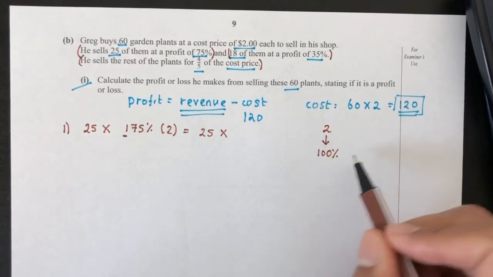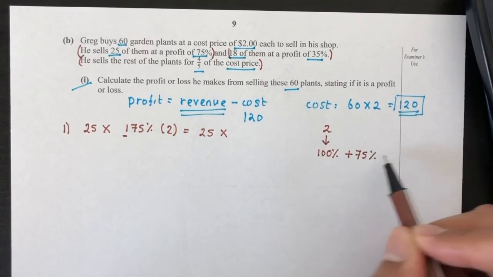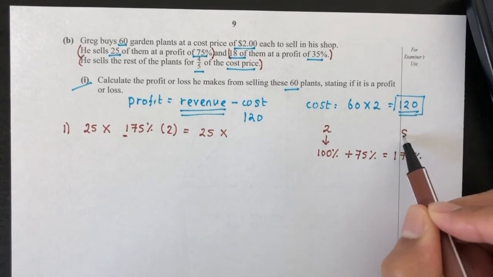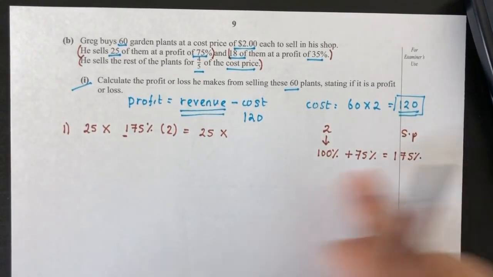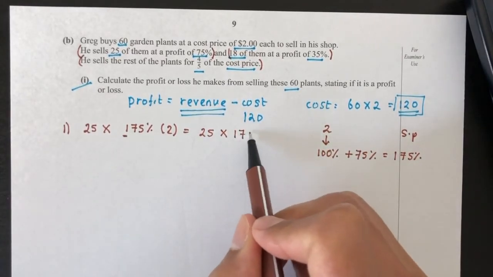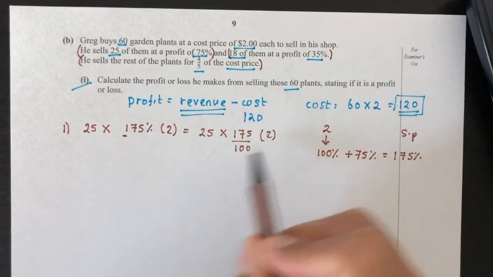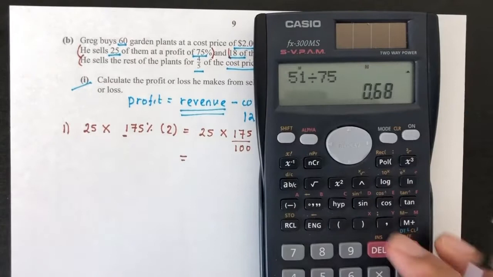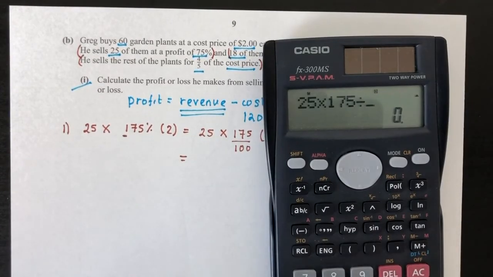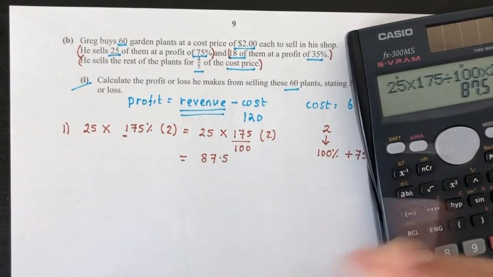Now when you make a profit, you have to add the percentage over the cost. So you add 75% when you make a profit, right? That will become 175%. That will be your selling price for part 1. That's how we get this number. So now, what is 175%? It is 175 divided by 100 times $2. So let's see how much he makes for part 1: 25 times 175 divided by 100 times 2. That will be 87.5 for the first part.